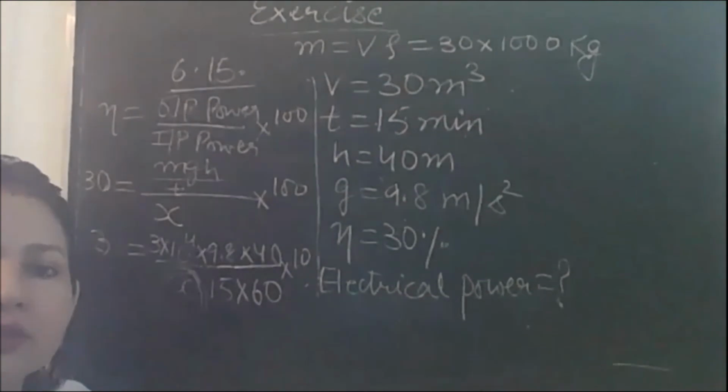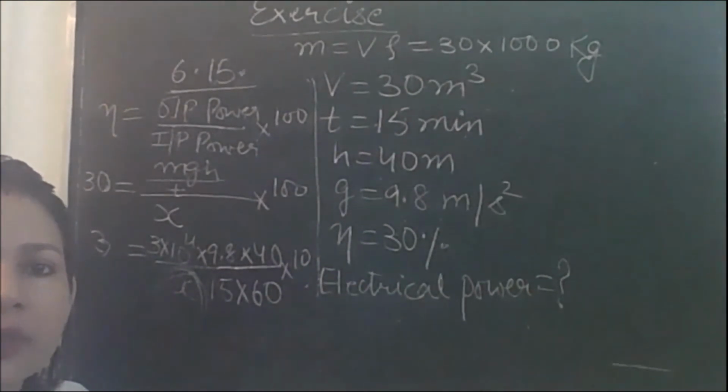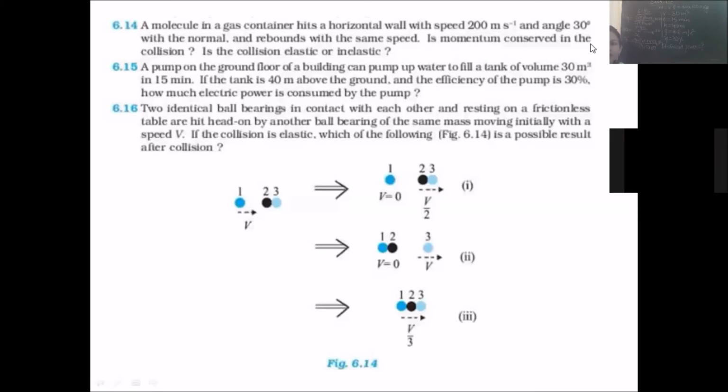All right. So question number 16 now. Two identical ball bearings in contact with each other and resting on a frictionless table are hit head-on by another ball bearing of the same mass moving initially with a speed v. A situation is given. There are three balls. The first ball is moving towards two other balls that are at rest. If the collision is elastic, which of the following is a possible result after the collision? On the right hand side, three possibilities have been given, 1, 2 and 3.